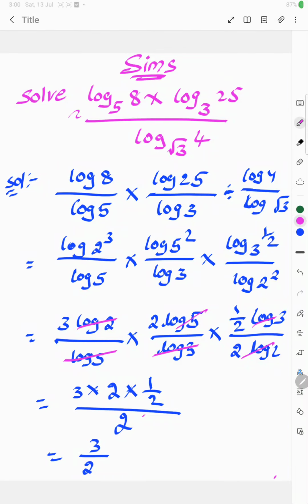Welcome to SIMS. Today's topic: solve (log 5 / log 8) × (log 25 / log 3) ÷ (log 4 / log root 3). Let's see the solution. Log 8 by log 5. Here the denominators are to be written in base numbers.